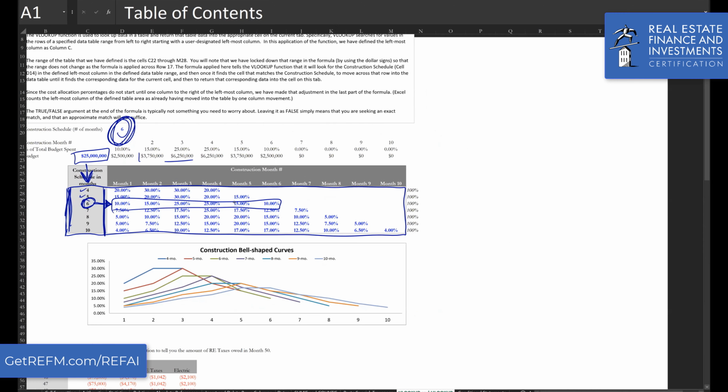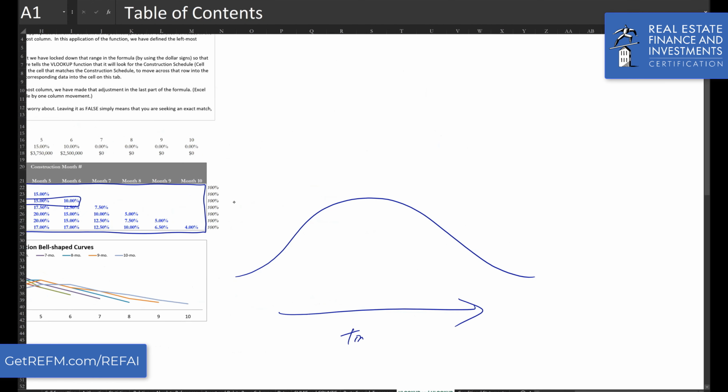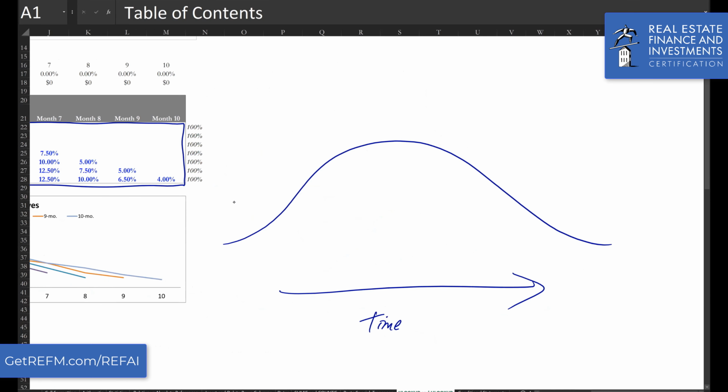Just to give some background context here. Generally speaking, the hard costs for construction are going to be outlaid in a bell-shaped curve profile. And the longer it is, right, the flatter it's going to be. But let's just use this profile as an example. So this would be month 1 of construction. And let's say this is month 12, just for illustrative purposes. And so this is the end of construction.